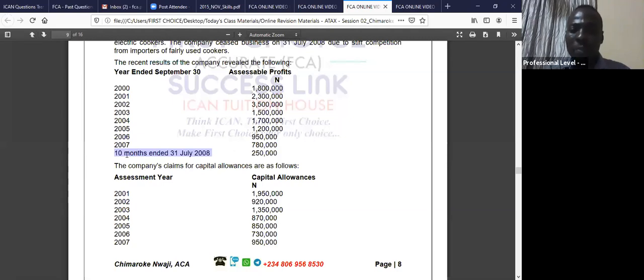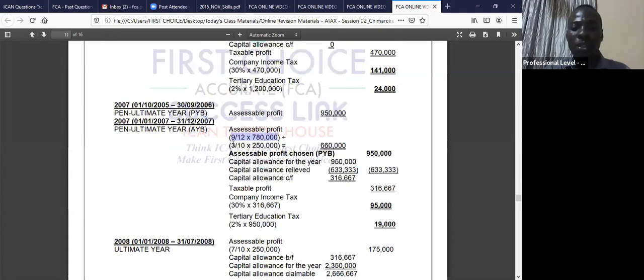So this is the 10 months period they gave us here. We are going to take the remaining 3 months from this 10 months period. When you do this over this times this, you get a figure. You do this divided by this times this, you get another figure. You add the figure you get from tidying up here with the figure you get from tidying up here. If you add them together, you have 660.